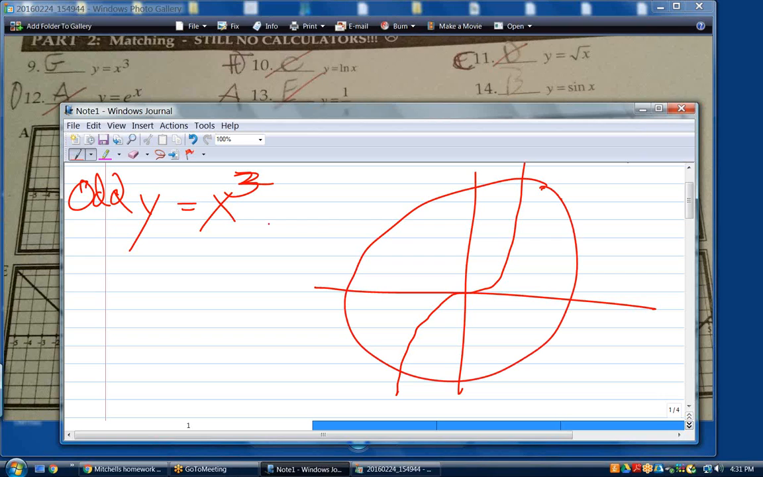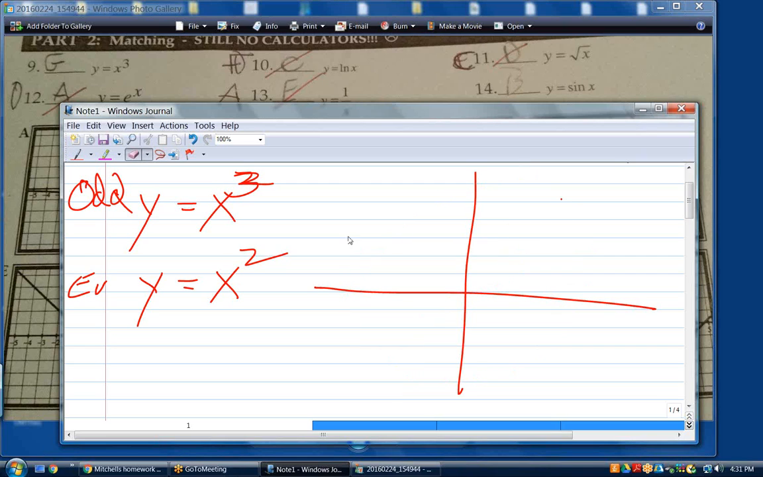And another good way to memorize which functions are odd and which functions are even is by using these two functions. This is even because the exponent is even, and if I plot that, I get something that is symmetrical over the y-axis. All even functions are symmetrical over the y-axis. All odd functions are symmetrical over the origin.